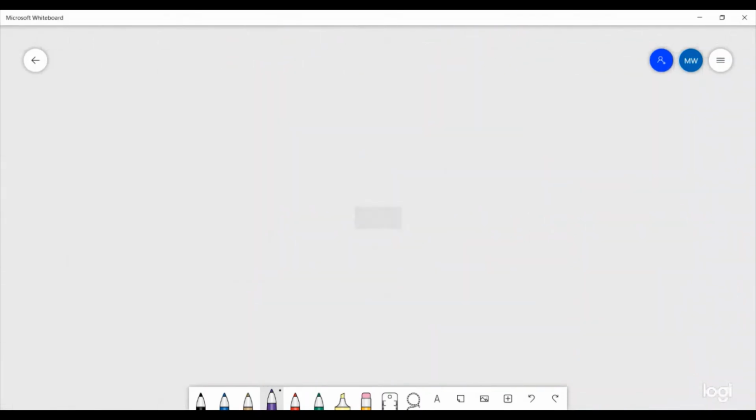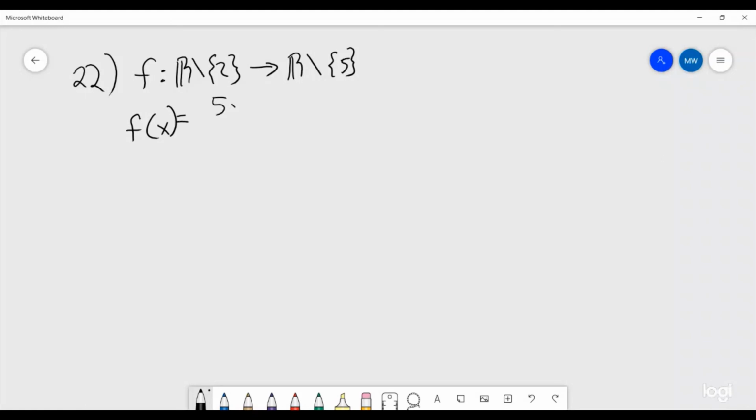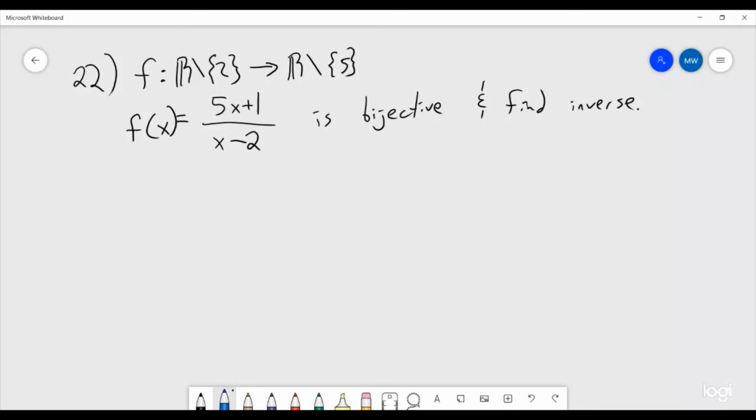Let's see. Another problem. Prove that f defined from the real numbers minus 2 to the real numbers minus 5, where f of x is equal to 5x plus 1 divided by x minus 2, is bijective, and find the inverse. So if we want to show that this is bijective, that means that we have to prove it's injective and that it's surjective. So which would you like to do first? We can do injective first. Okay.